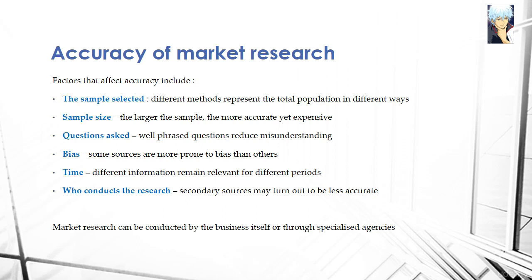Questions asked: if your questions are produced well, then the answers that you receive will be of quality. Bias: some sources are more prone to bias. Think about government statistics if you use that as a source of research. Government statistics in certain countries can be more biased. Think about China or North Korea. When you think about timing also, different information may remain relevant for different periods. So financial accounts are relevant, but they could change year on year, as some of the financial rules change.